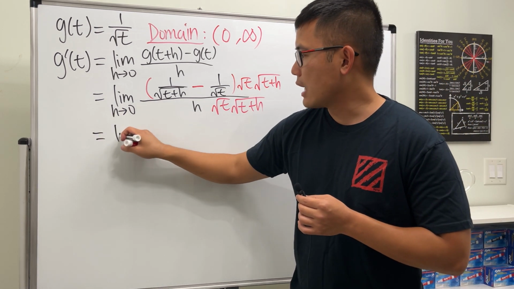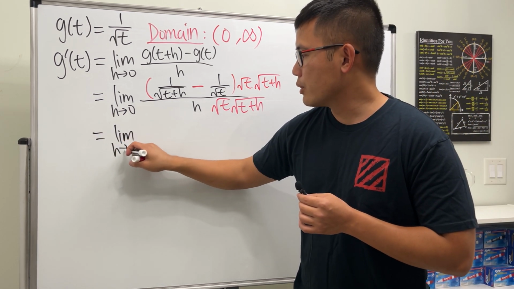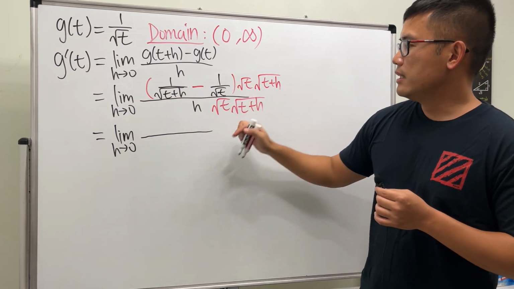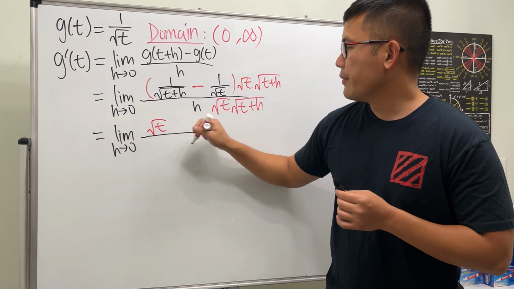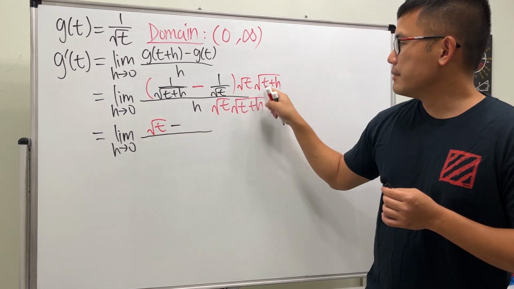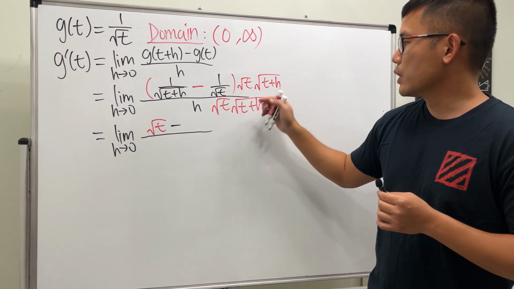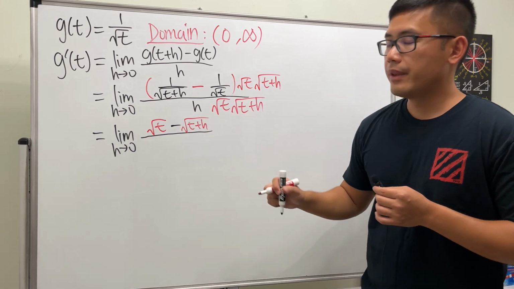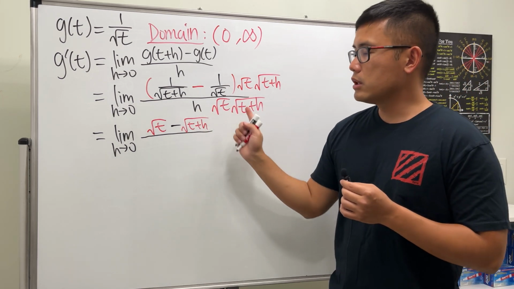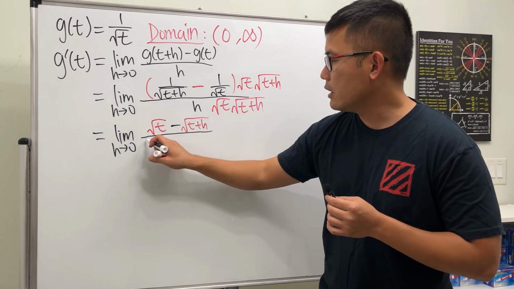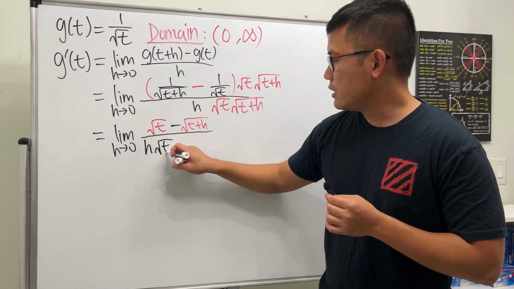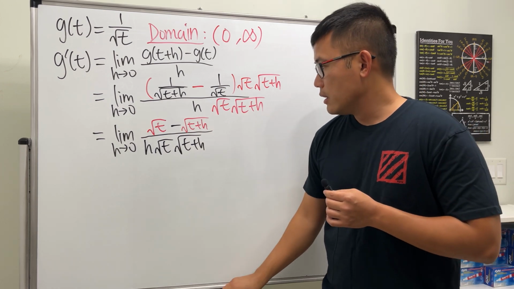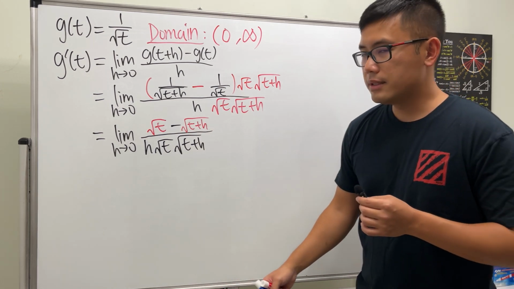So this becomes the limit as h approaching 0. Take this, multiply by that, we'll just get this back, right? So we have square root of t, and then it will be a minus. This times that, this and that will cancel. So it just gets square root of t plus h. And on the bottom, you guys know it, don't multiply things out. Let me just keep them as how they are. So h square root of t times square root of t plus h. So that's all good.